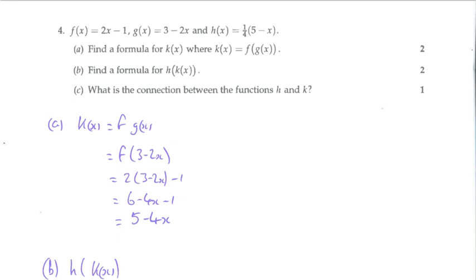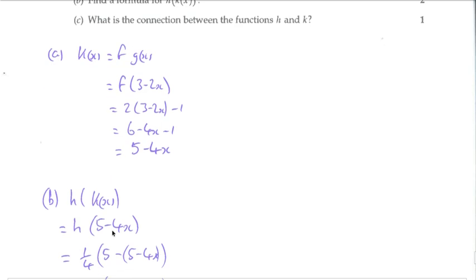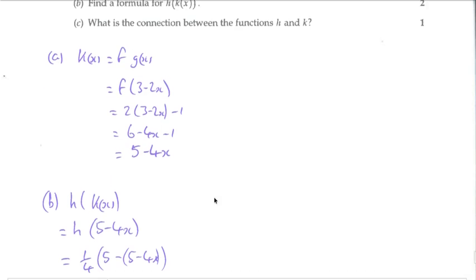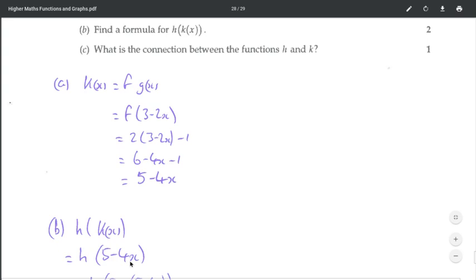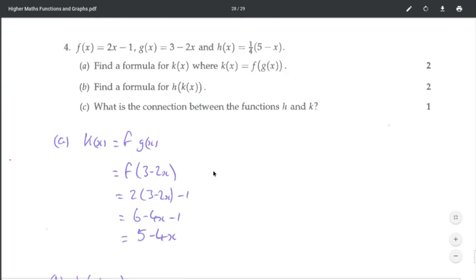B, find a formula for h of k of x. So remember, guys, this is k of x. So h of k will be h of 5 minus 4x. What's the rule for h? It's 1/4 of 5 minus x. So whatever's in that bracket, that 5 minus 4x is going to go in here.